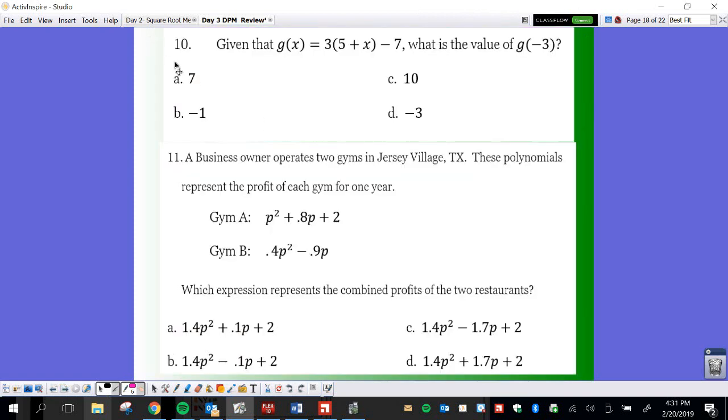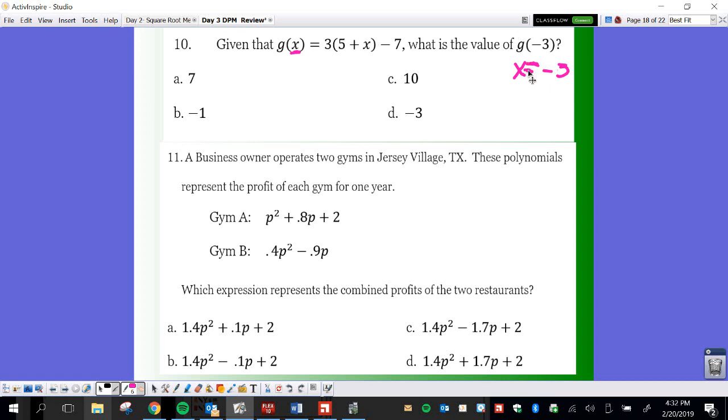Next question, number 10. Given that g of x equals 3 times 5 plus x minus 7, what is the value of g of negative 3? Okay, so this is where we have to ask ourselves, is negative 3 x or is it y? Well, since it's inside our parentheses here, and you'll even notice there's an x inside this set of parentheses, that must mean x would have to equal negative 3.